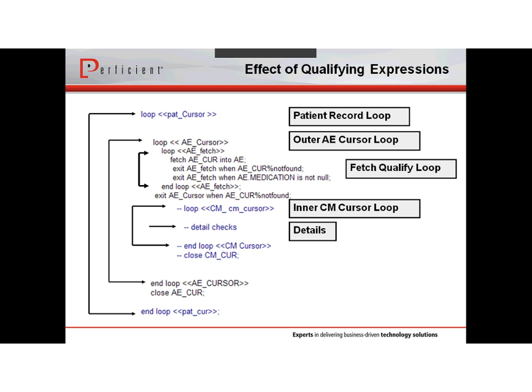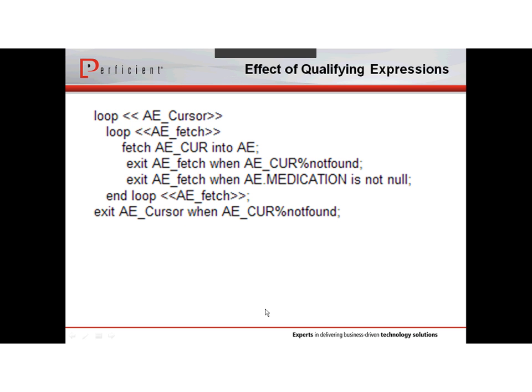Now, how does that work? Well, we have the AE cursor loop, and we have the fetch AE record. So we open up a loop, called AE cursor, and this is the end of it. The AE cursor loop is way down over here at the ConMed stuff. And then we open another loop right away where we're going to fetch the AE. So we fetch the AE cursor into the AE.